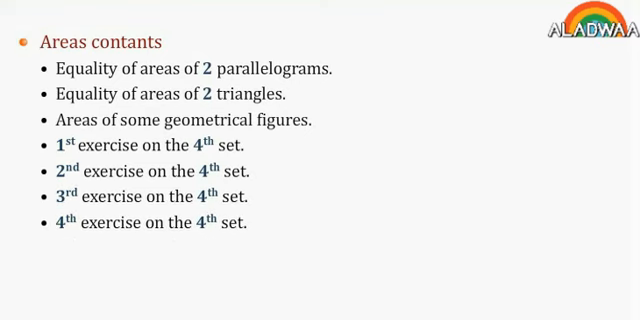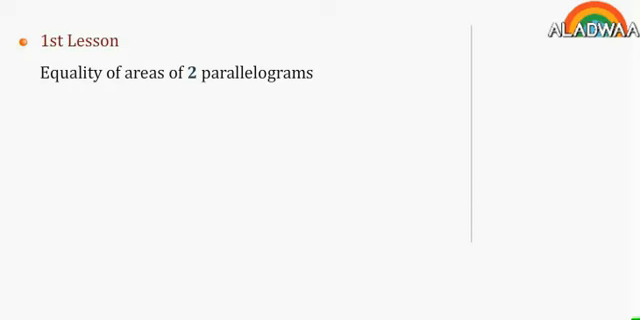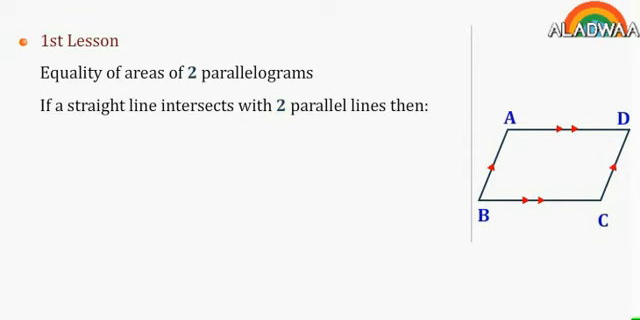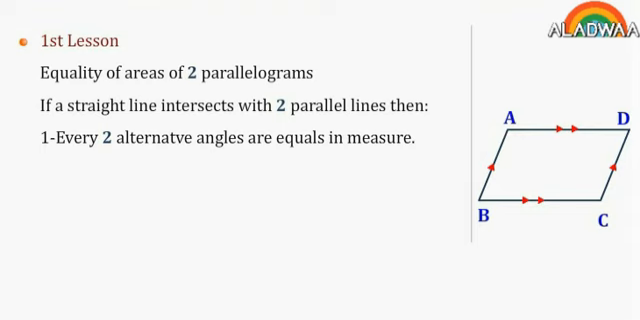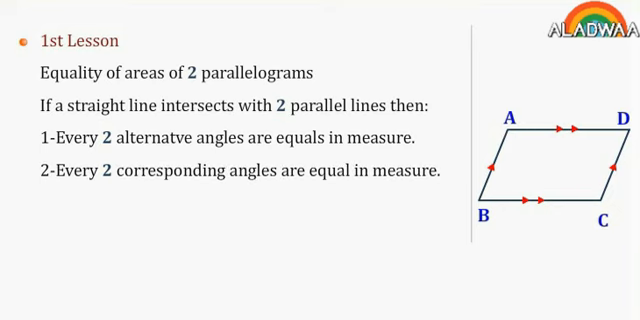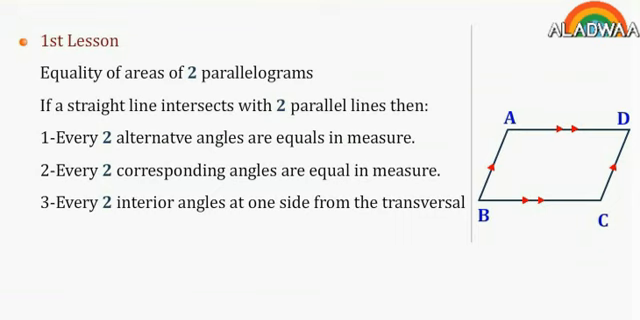Lesson 1. Equality of areas of two parallelograms. If a straight line intersects with two parallel lines, then number 1, every two alternate angles are equal in measure. Number 2, every two corresponding angles are equal in measure. Number 3, every two interior angles at one side of the transversal are supplementary.